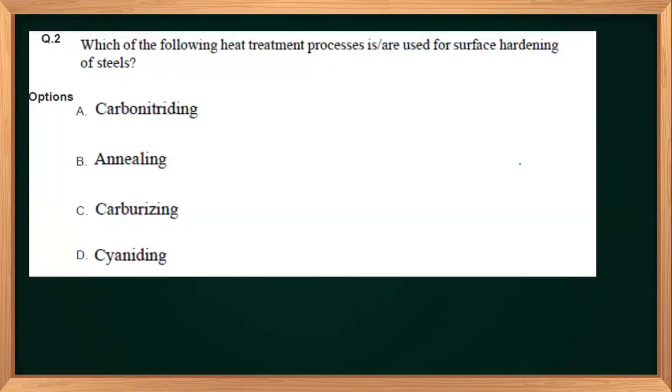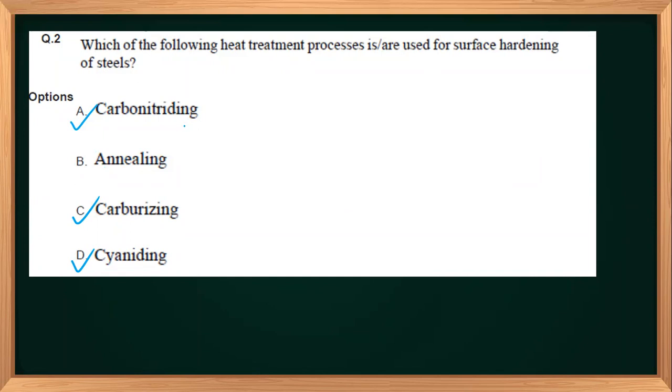Okay, so this question was an MSQ question, multiple selection question, from the heat treatment related to surface hardening. The question is, which of the following heat treatments or processes is or are used for surface hardening of steels? We have learned almost all the techniques which are used for surface hardening. So we know that carburizing is one of them, carbonitriding is one of them, and cyaniding is one of them. But annealing is not a surface treatment option; it's a heat treatment option, generally used for stress relieving, not for hardening.